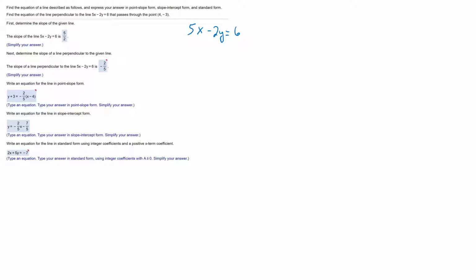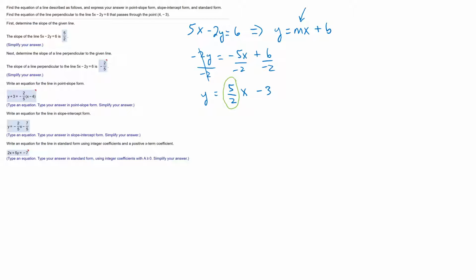Probably the easiest way to find the slope of this line is to put the equation in slope-intercept form. In other words, solve it for y. That way the slope will be the coefficient of the x. So to solve this equation for y, the first thing I'll do is move the 5x to the right-hand side of the equation, which causes its sign to change. And then I can divide by -2, and I have y equals positive 5/2 x minus 3. And so now I see that the slope of this line is 5/2.